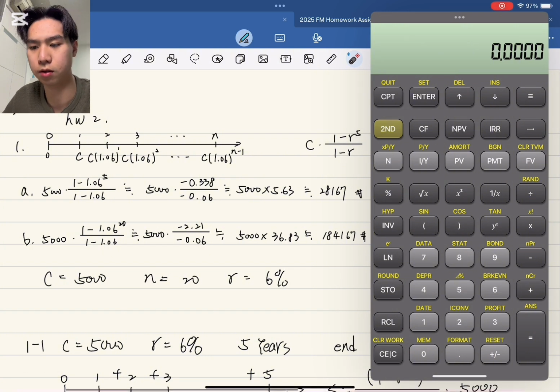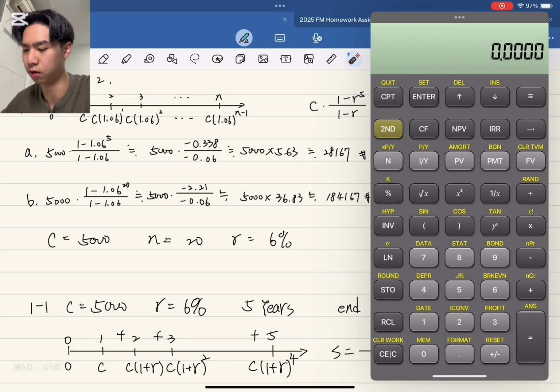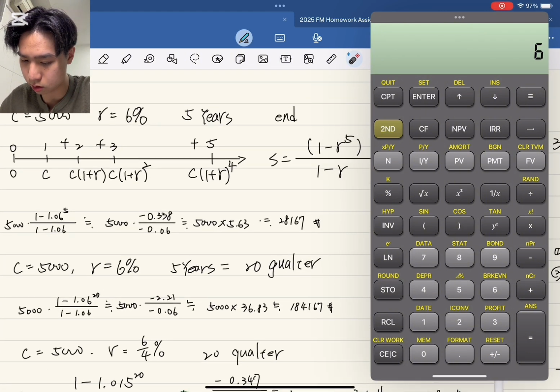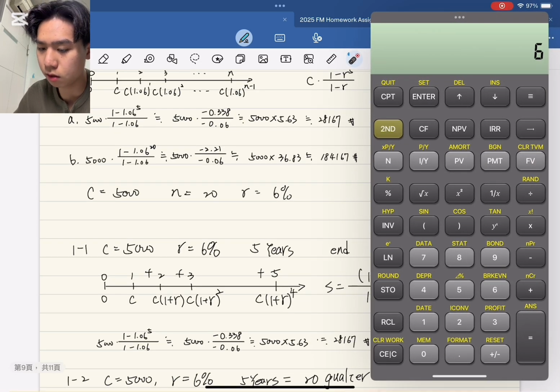We try to use the financial calculator to compute this again. We input the cash flow is 5,000. Oh, no. First, we receive the money 20 times, so we input 20. And interest rate 6%. Oh, I forgot. Here, our interest rate is not 6%.